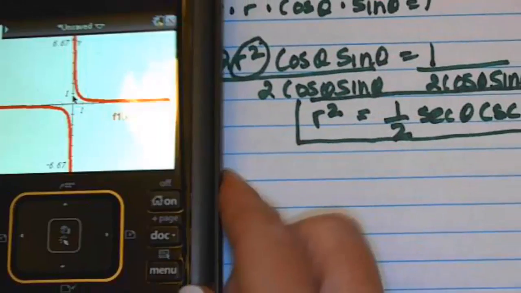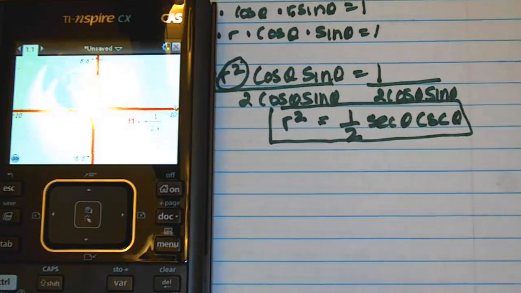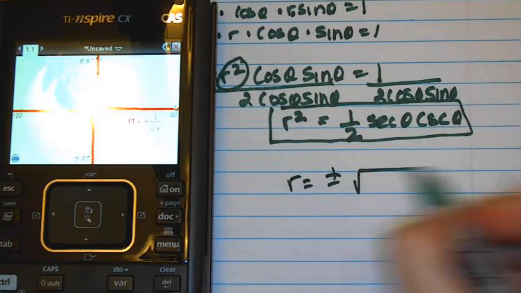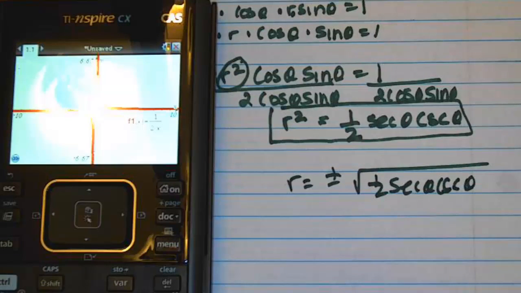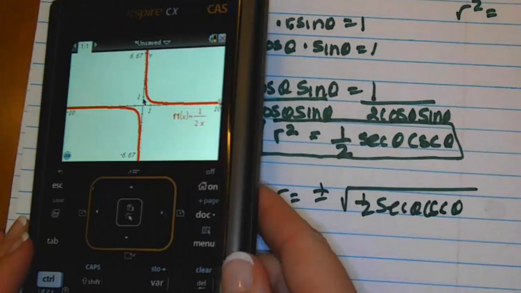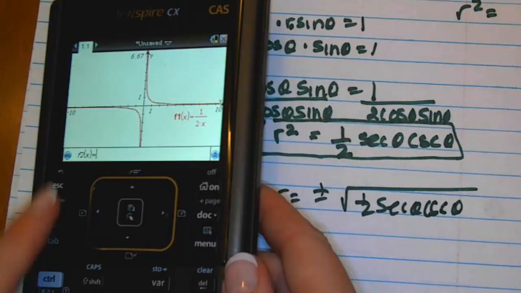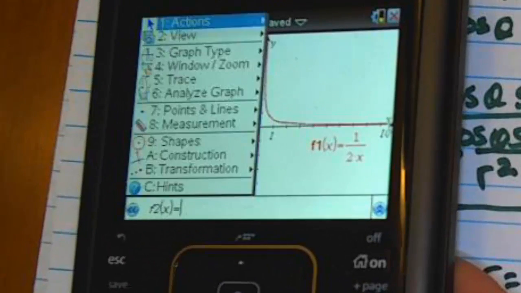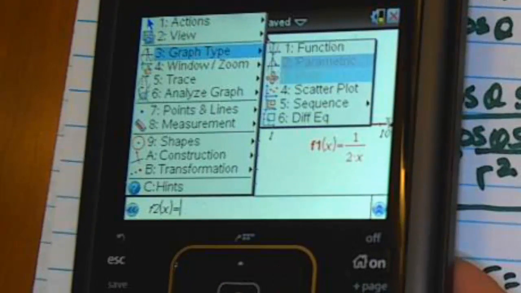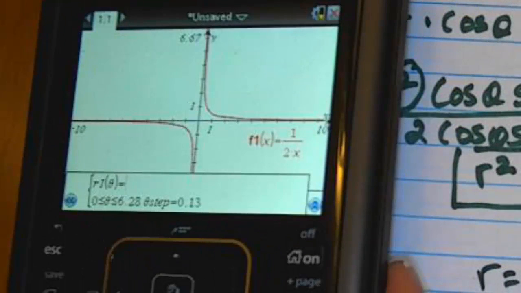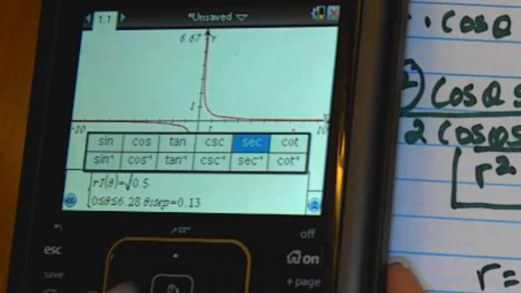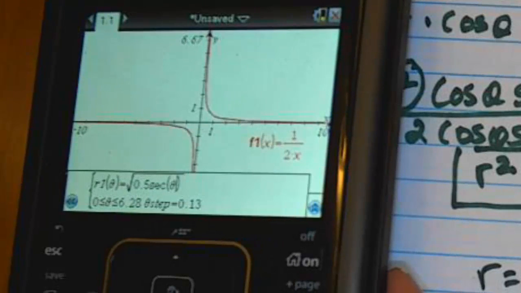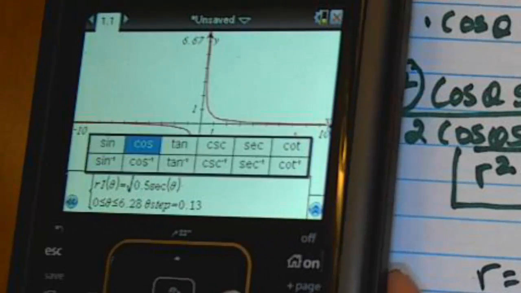Okay, now, if I want to solve r squared for r, r is equal to plus or minus the square root of 1/2 secant theta cosecant theta. So you can plot those on the graph in polar form. I'm going to keep this same window and not open up a new one. But instead of graphing it in function form, I'm going to change my graph type to polar. What I'm going to do for the polar is type in the positive square root of 0.5, which is a little bit easier to type in than 1/2, and then the secant of theta times the cosecant of theta.